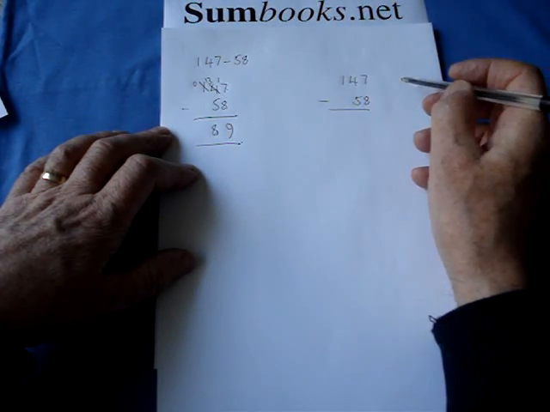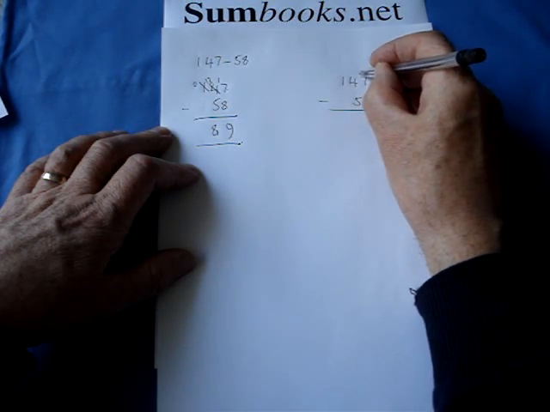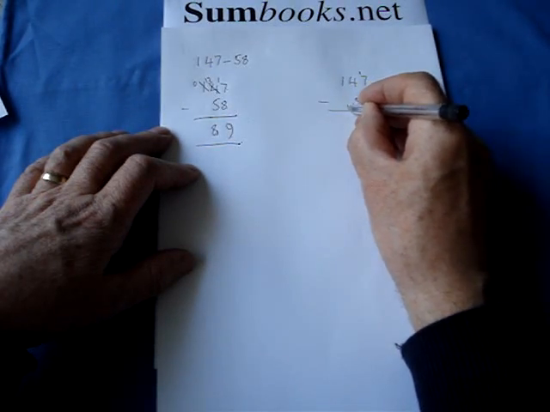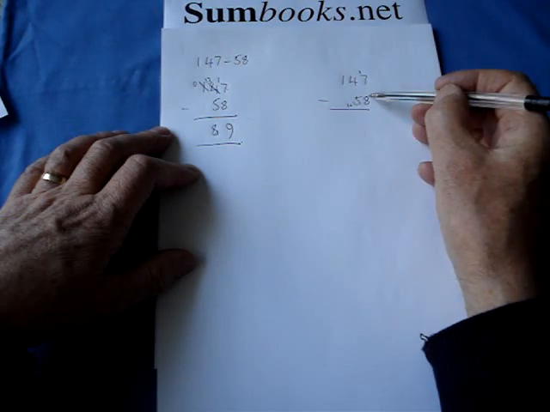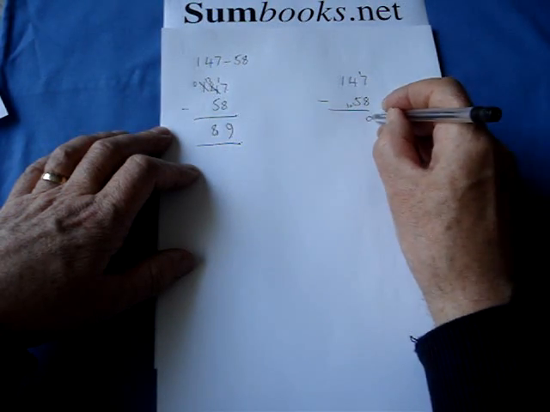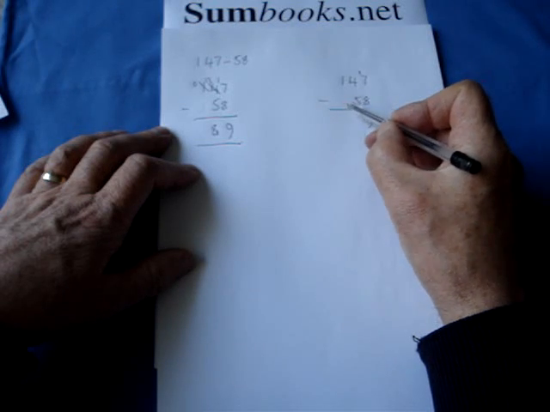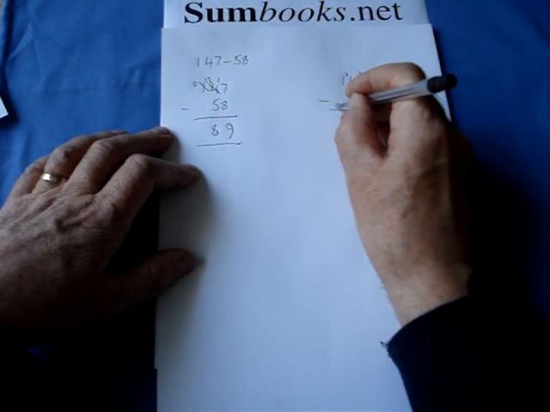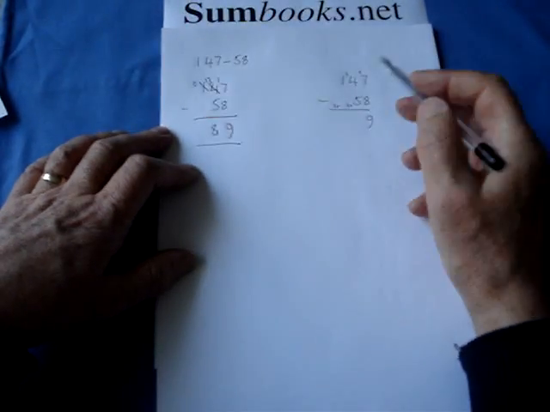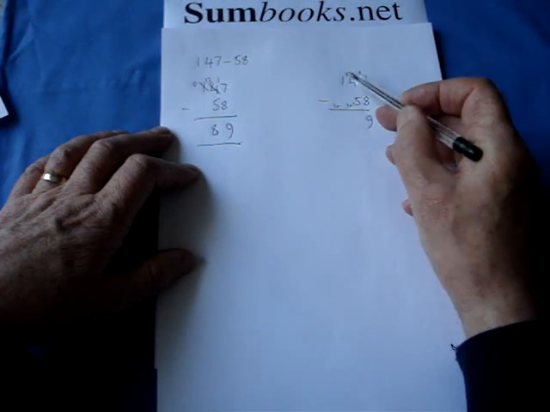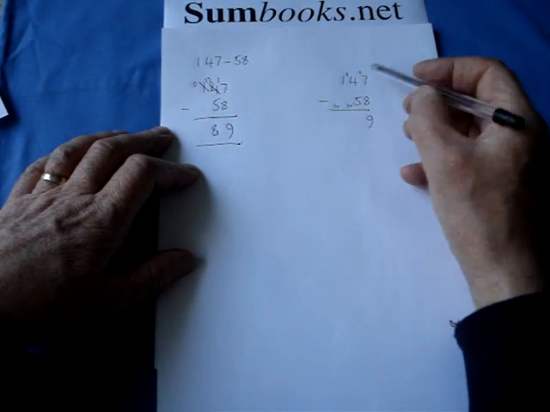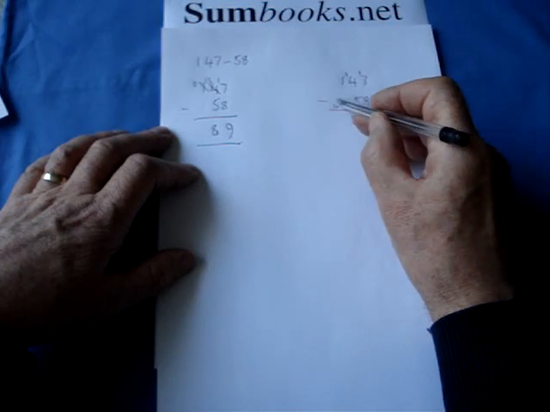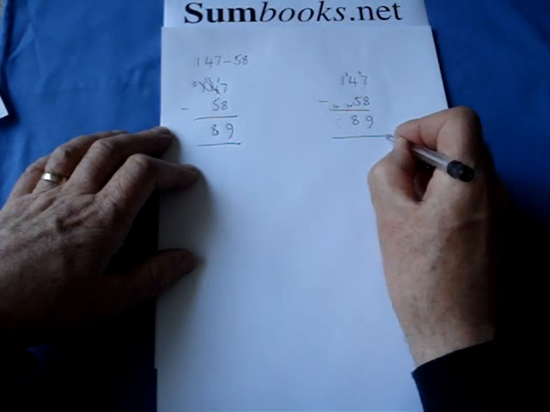Equal addition: 8 from 7 we can't. So we give ourselves 10 units there and we pay back the 10 to the tens column. 8 from 17 is 9. Now we've got 6 down here. 6 from 4 we can't do that. So we give ourselves 10 tens there and we pay back 100 in this column. So we've got 6 from 14 is 8 and 1 from 1 is 0. So we got 89.